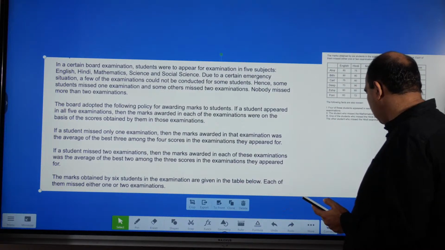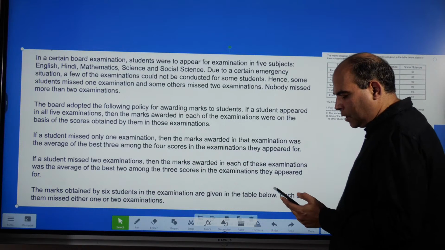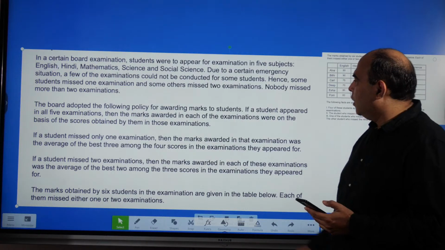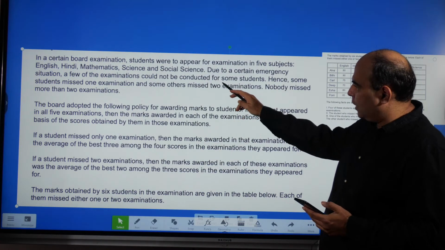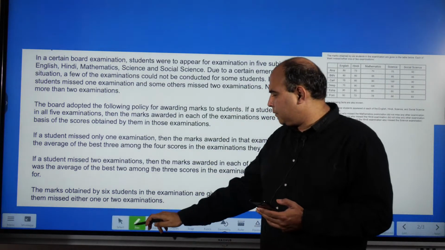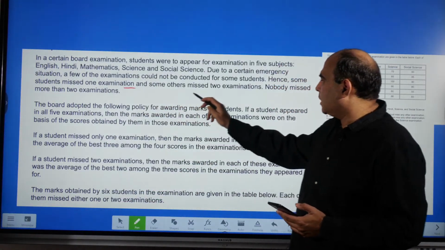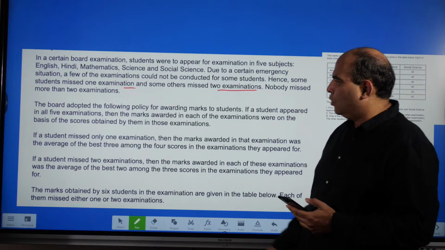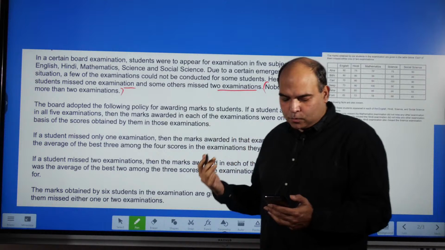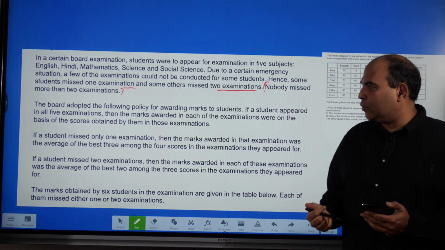Let me just expand this a little bit. I hope you can see this. Due to an emergency, a few of the examinations could not be conducted for some students. Hence, some students missed one examination, and some others missed 2 examinations. Nobody missed more than 2 examinations. So out of 5 exams, people have missed 1 exam or 2 exams, right? But nobody missed more than 2 exams.